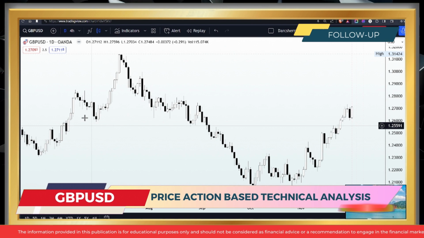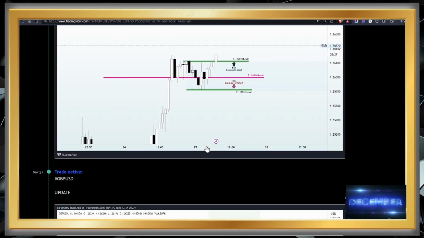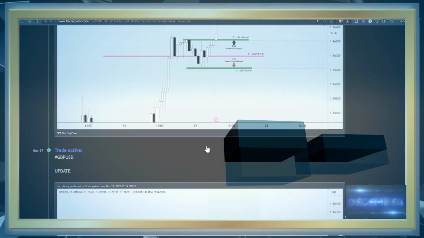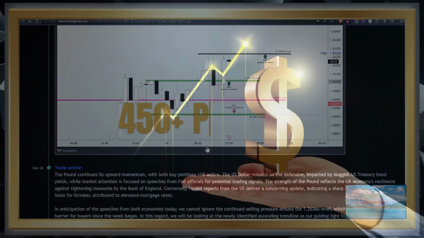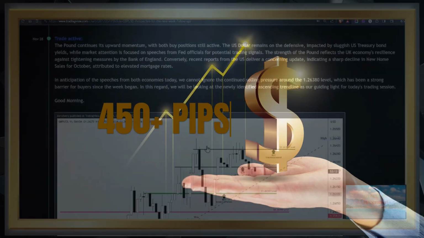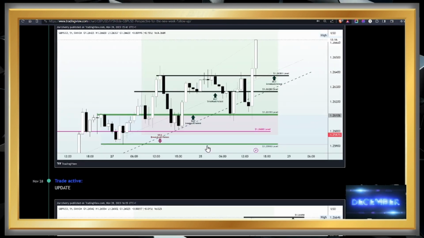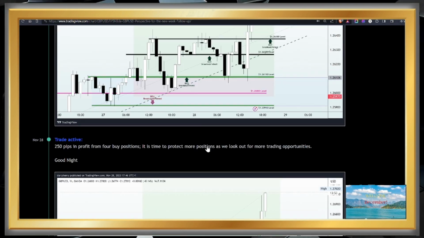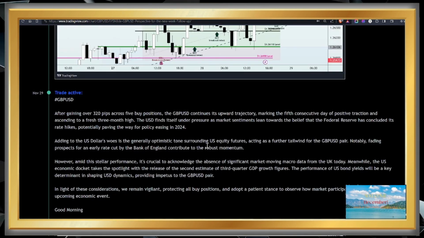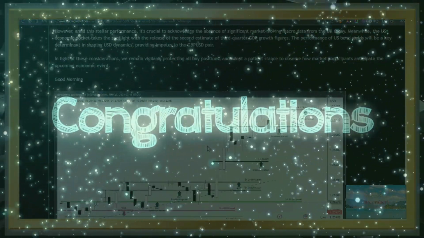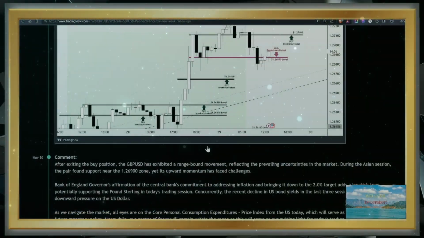weaker US dollar. Our previous trading setup offered fantastic opportunities as we capitalized on the bullish momentum, securing over 450 pips from multiple buy entries as price action climbed and settled above the 1.2600 zone. And in fact, congratulations to all of you who joined in on this profitable journey.